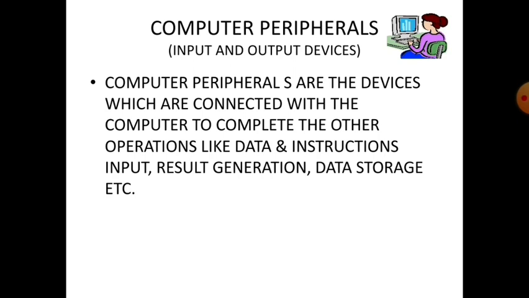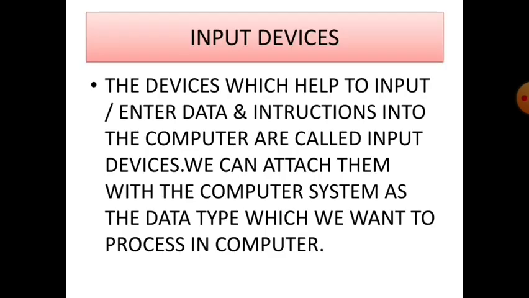Computer peripherals are the devices which are connected with the computer to complete other operations like data and instruction input, result generation, data storage, etc. So, computer peripheral devices are those devices which we connect from outside the computer, which help us to generate results, store data, or give us output. Peripheral devices are of two types. First is input devices and second is output devices.